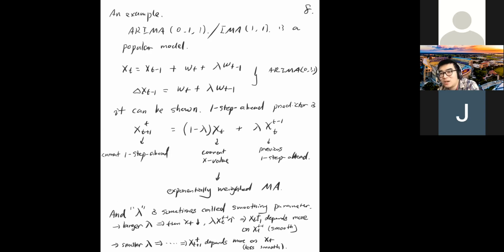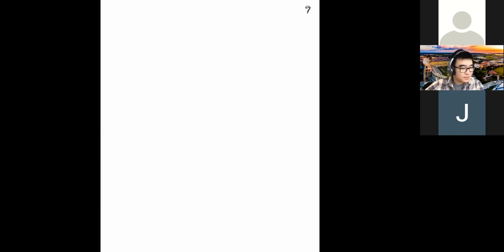But anyway, what I want to discuss here is that this ARIMA 011 model is a very, very popular model. The reason is because it is very easy to forecast. Also, I forgot one thing here. More importantly, the MSPE of this IMA11 model is very easy.